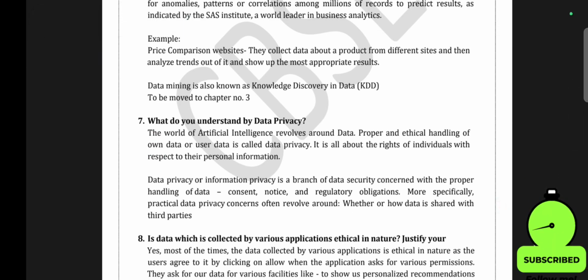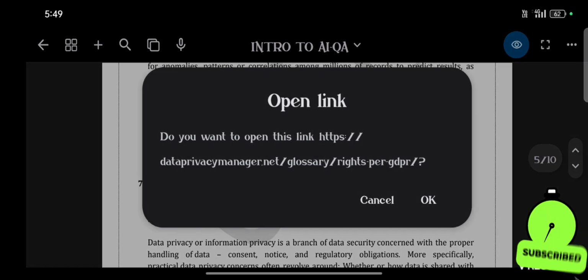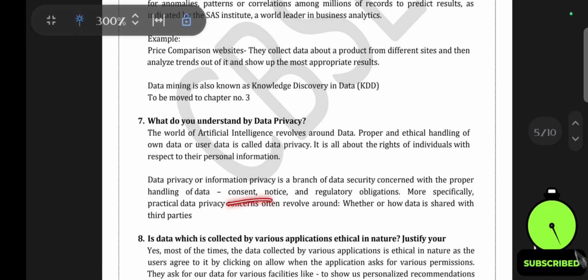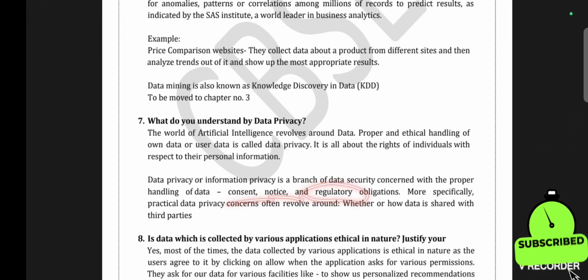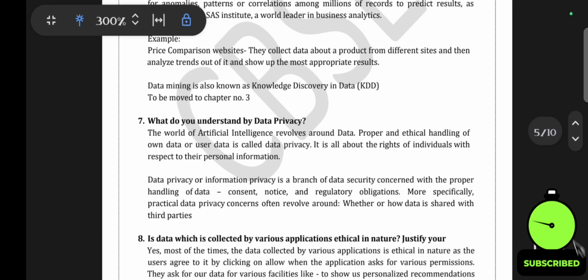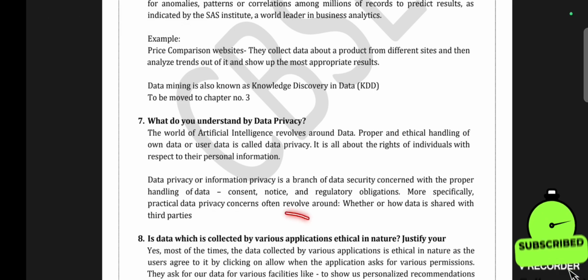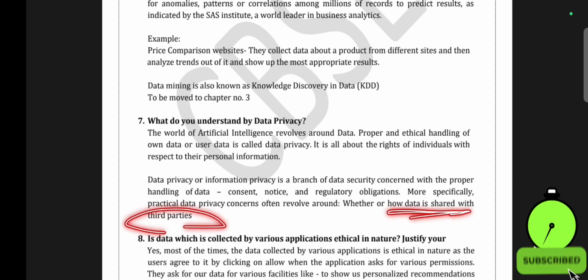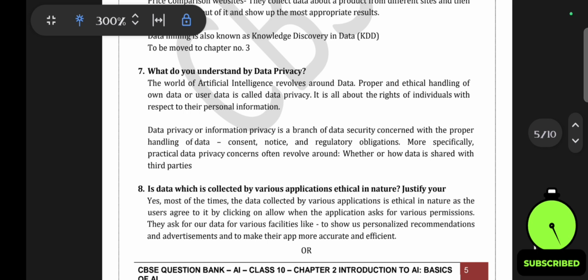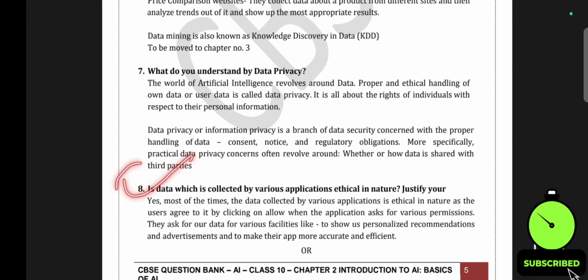So, handling of data includes consent, notice, regulatory obligations. More specifically, practical data privacy concerns often revolve around whether or how data is shared with third parties. So between this, next move on to question 8.